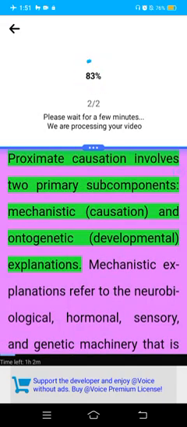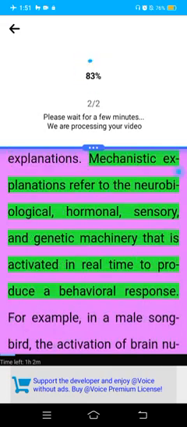Proximate causation involves 2 primary subcomponents: mechanistic causation and ontogenetic developmental explanations. Mechanistic explanations refer to the neurobiological, hormonal, sensory, and genetic machinery that is activated in real time to produce a behavioral response.